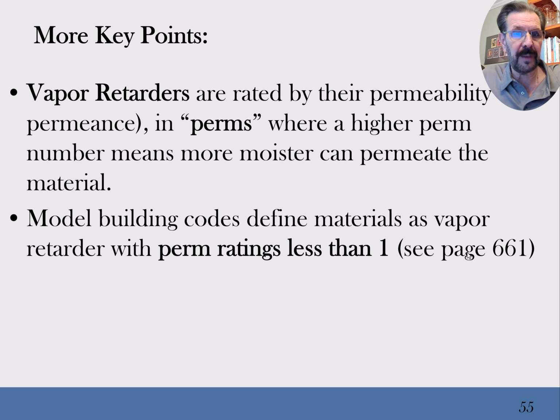A couple more points. The vapor retarders that we use are rated for their permeability or permeance in perm numbers, where the higher the perm number means more moisture can permeate the material. So a lower perm number makes a better vapor retarder. Model building codes define materials as vapor retarders if they have a perm rating less than 1. And if they've got a perm rating higher than 1, that's not a good vapor retarder at all. So that's just a number to remember here.